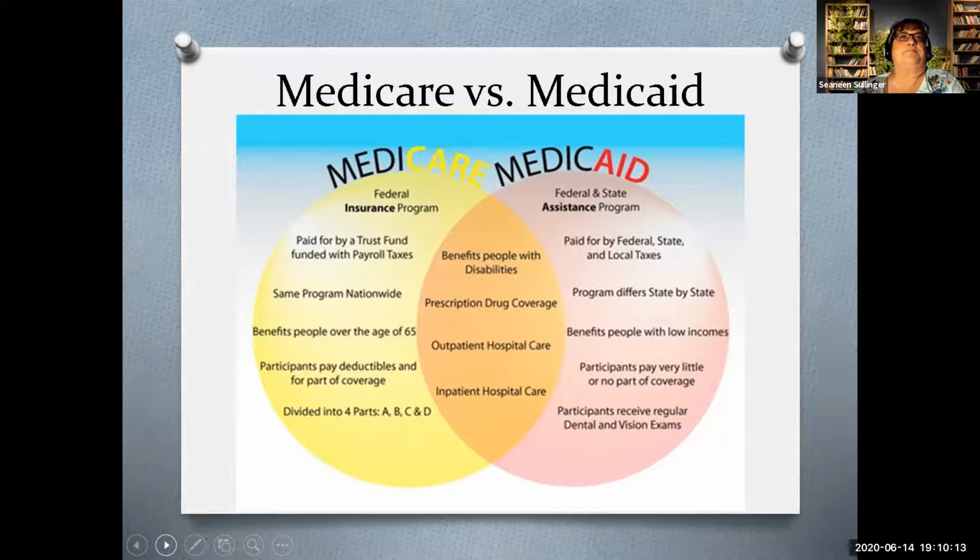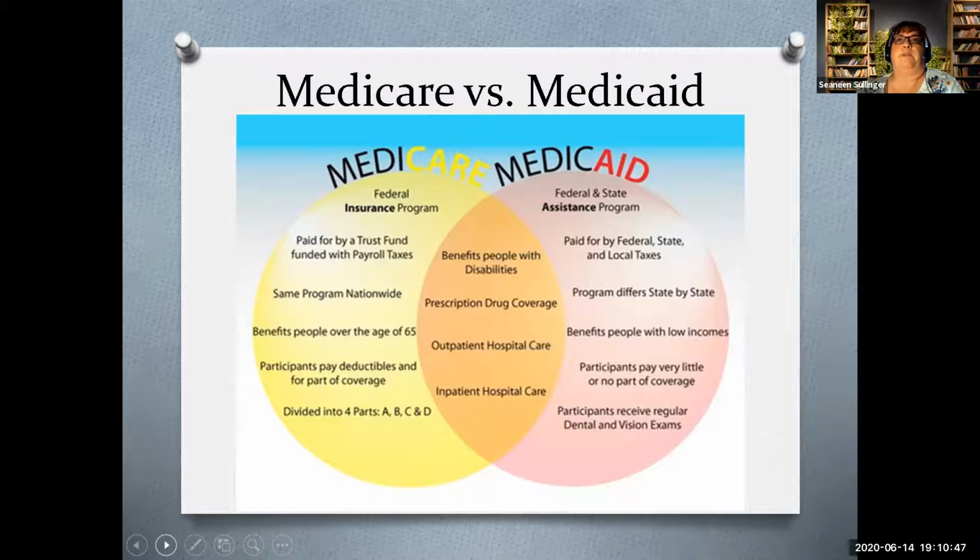Here's a slide that compares Medicare and Medicaid, shows where they overlap and where they're different. Medicare is the federal program. It's an insurance program, and Medicaid is federal and state. So it tells you how it's paid. The Medicaid programs differ by state, whereas Medicare is the same across the nation. Medicaid is for those with low incomes, whereas Medicare is benefiting people over the age of 65, although you could wait till you're 67, or there are some other age limits.